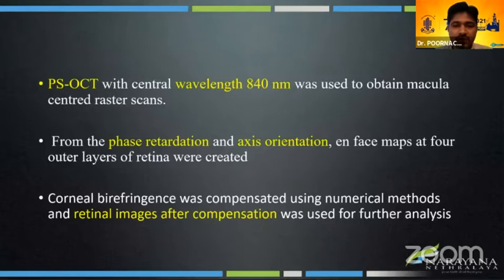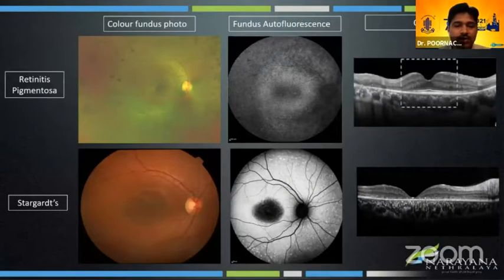A PSOCT of 840 nanometer wavelength was used, where phase retardation, axis orientation and en-face maps were analyzed. Only those retinal images which were after compensating for corneal birefringence were used for further analysis. So this is how we routinely examine a case of retinitis pigmentosa or Stargardts. This is an autofluorescence image and OCT, and we are all quite familiar with these changes. Let's see what additional information PSOCT can add.